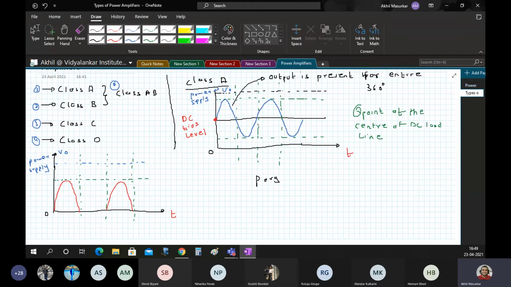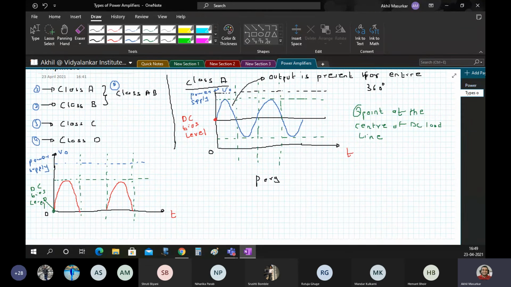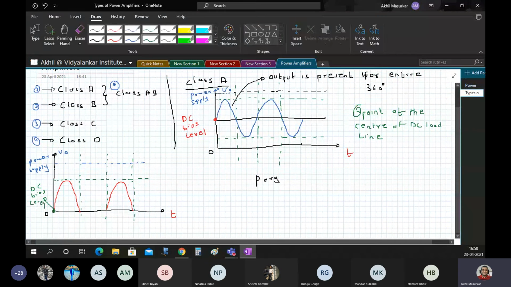So a class B circuit provides an output signal varying over one half cycle of the input signal. Here, what is the DC bias level? The DC bias level is 0. So a class B circuit provides an output signal varying over one half of the input signal cycle, or 180 degrees of the signal. The DC bias for class B amplifier, like I told you, is going to be 0.